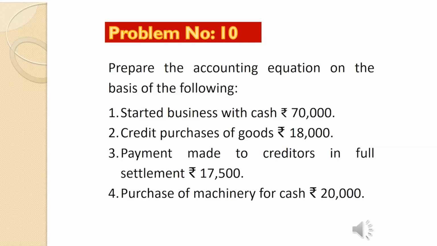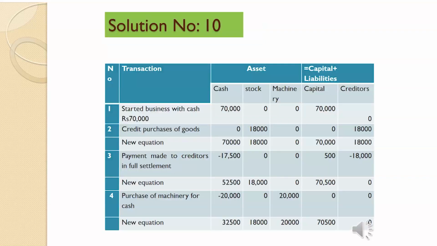Now we shall see another problem in the accounting equation. Prepare the accounting equation on the basis of the following. First transaction: started business with cash rupees 70,000. Second: credit purchase of goods rupees 18,000. Third: payment made to creditors in full settlement rupees 17,500. Next: purchase of machinery for cash rupees 20,000. Okay.